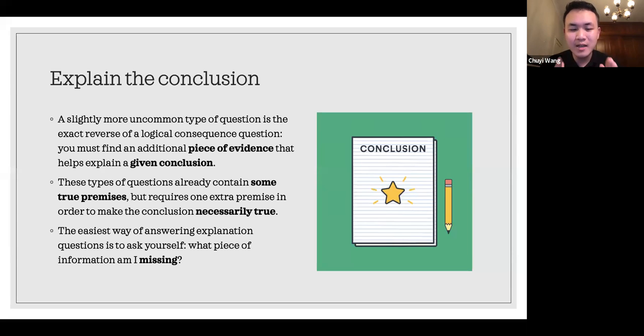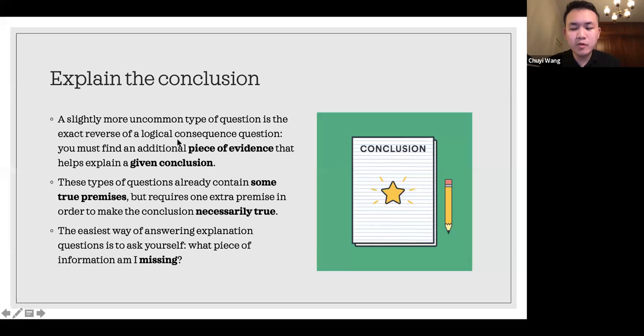So we have to find the piece of evidence that I'm missing. Very, very similar to a logical consequence question. We step through the multiple choice answers. We ask ourselves, if we add this, does it make the conclusion true? If it doesn't, cross it out, move on. We don't care about that answer anymore.